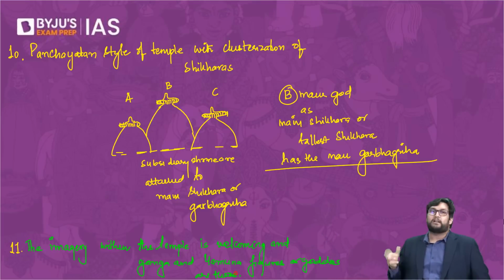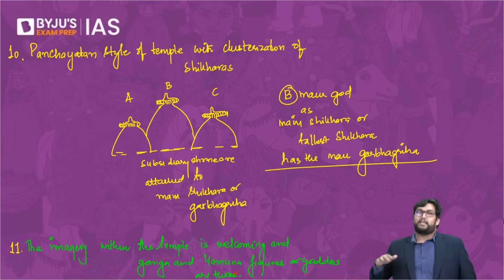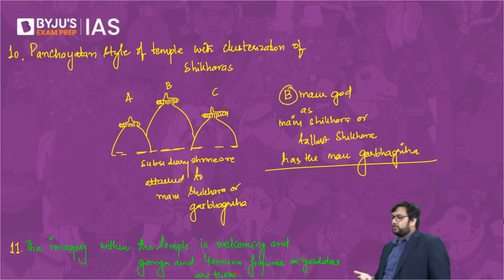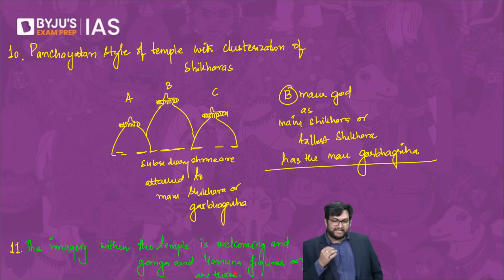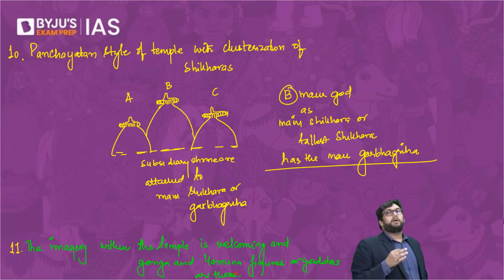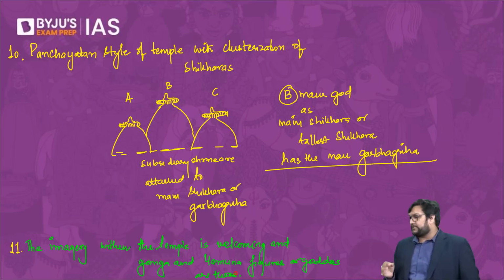When I teach you Dravida, I will show you that also. There you will see Dwarpals. Here we have no Dwarpals. Rather, Ganga Yamuna goddesses are there, basically welcoming the people going into the temple. So I have written 11 points in front of you. Are these 11 points clear? Yes or no?